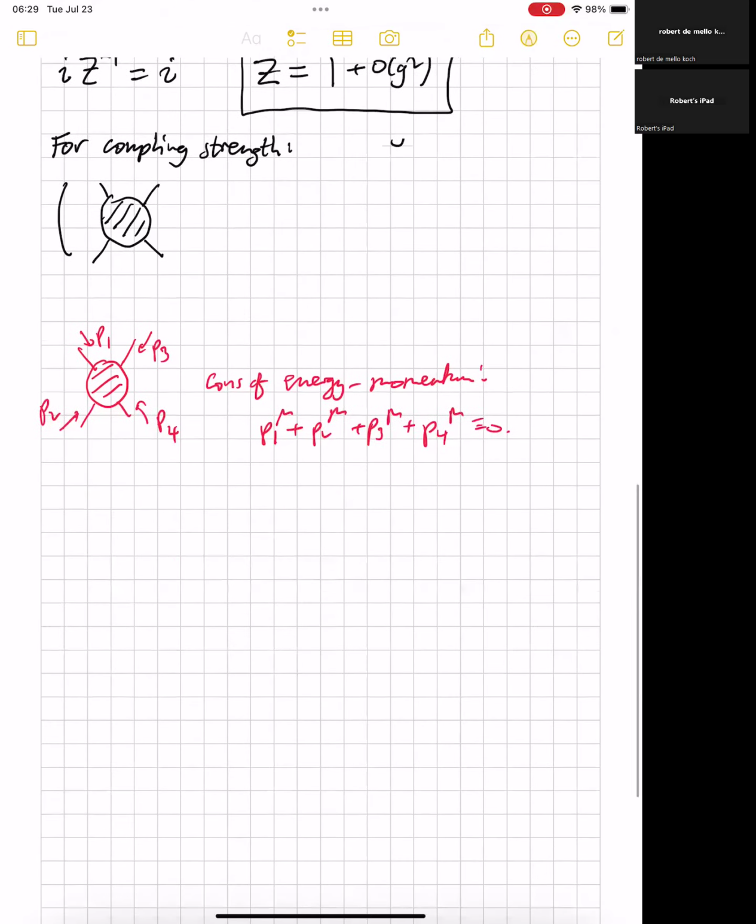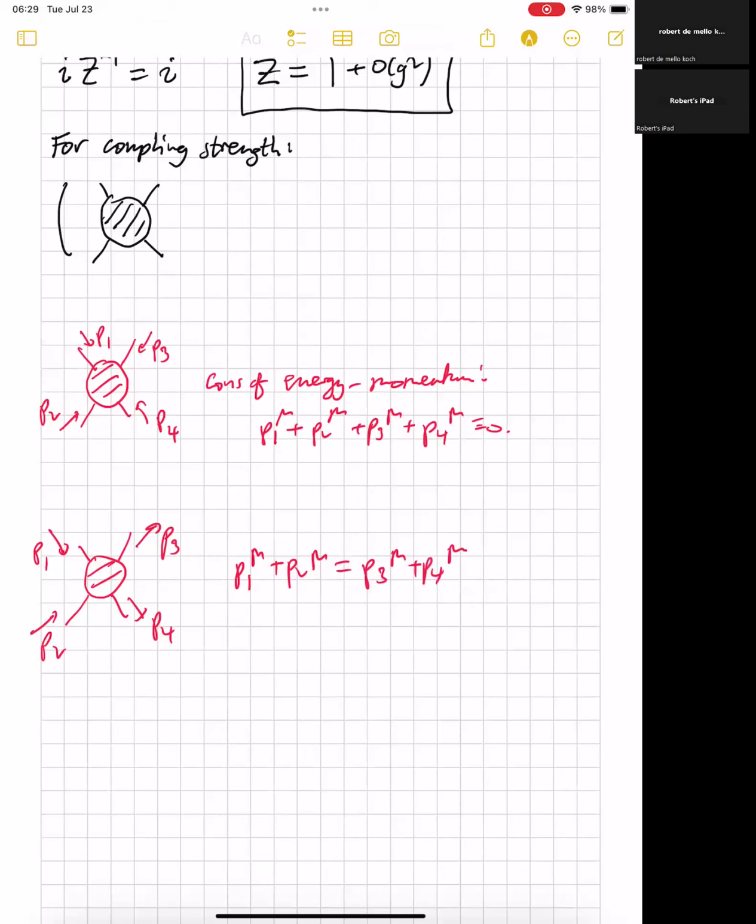You might also want to describe things in this way. So you might want to say, well, P1 and P2 are incoming momenta. The two particles come in, and P3 and P4 are outgoing. Okay. In that case, now the conservation of energy momentum would say P1 mu plus P2 mu is equal to P3 mu plus P4 mu.